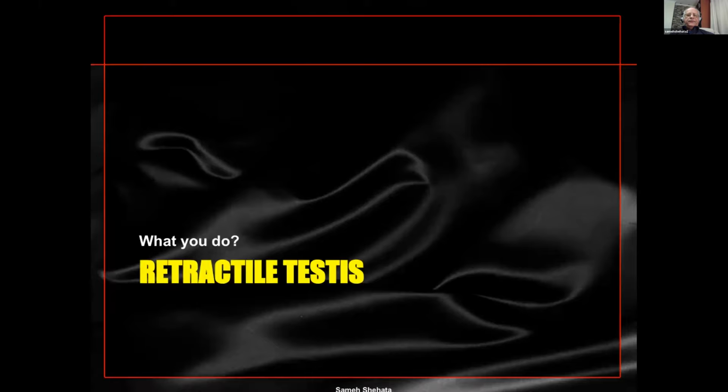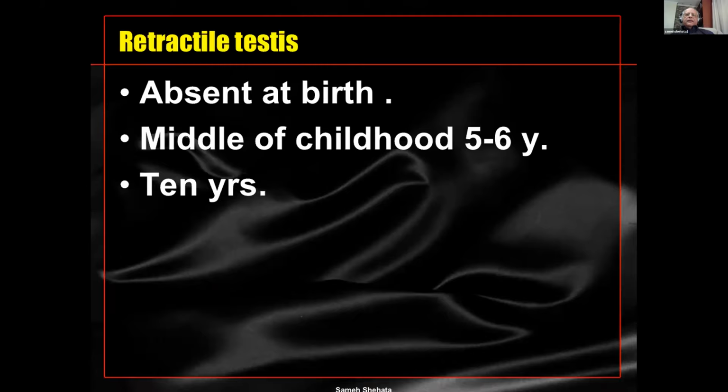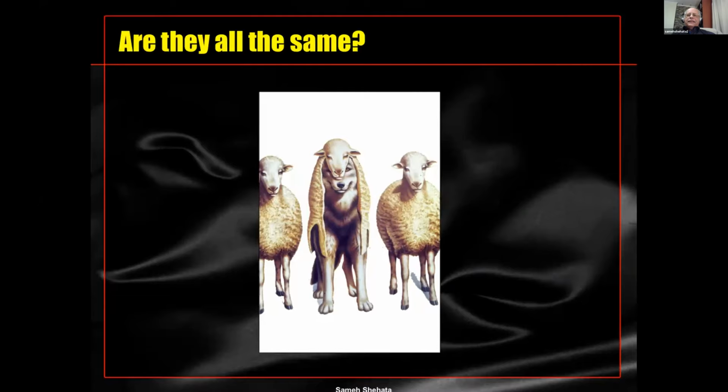Now let's look at the retractile testis and what you need to do. The retractile testis is well known to be absent at birth because of the effect of maternal or placental hormones at that time. It is maximal in middle childhood, at 5 to 6 years, and usually disappears by 10 years. Well, are they all the same? Are they all benign? Or are some masquerading in a different presentation?